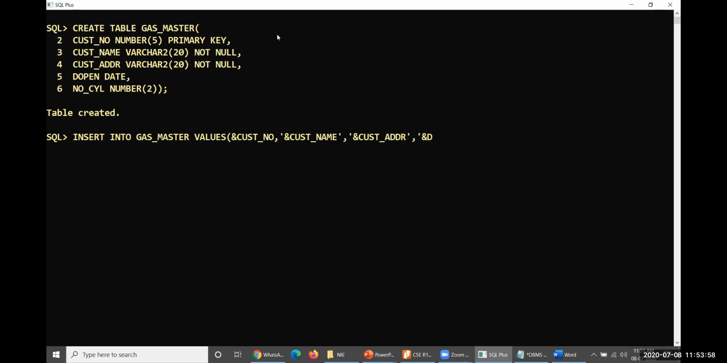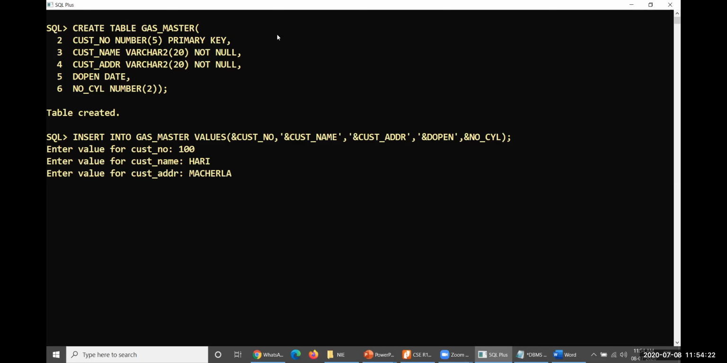So ampersand T_OPEN, date open, comma, then ampersand NO_CYL, number of cylinders. Okay, NO, not zero, O underscore CYL. Based on this, the customer number is 100, for example. Customer name is Hari, and customer address is Macharla, and the date of open is today's date, SYSDATE. Number of cylinders will be 2.